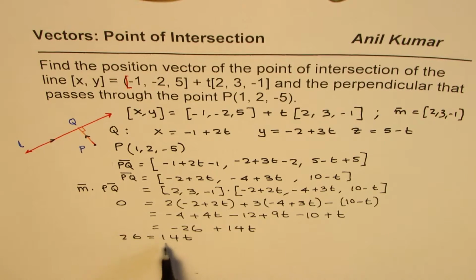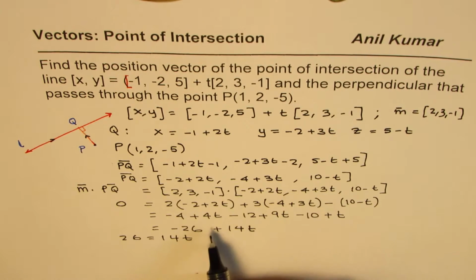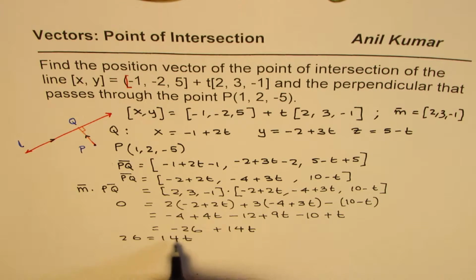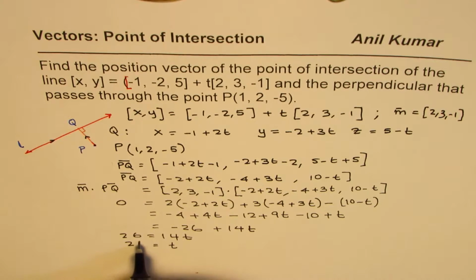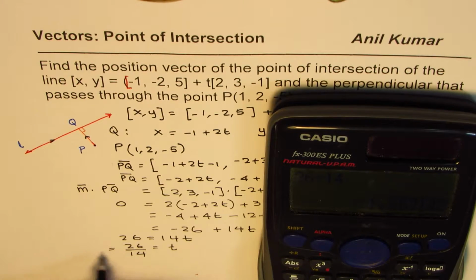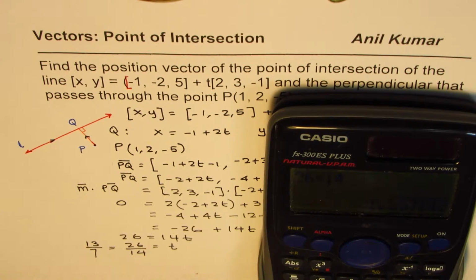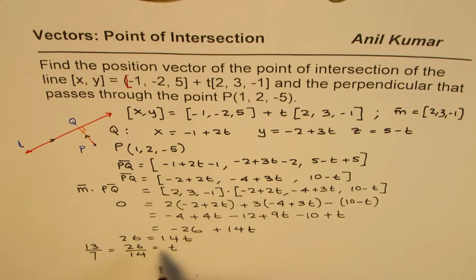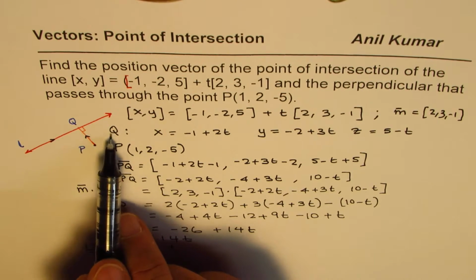There could be some calculation error here. I was expecting a whole number, which you could check actually. Anyway, we will find t as 26 over 14, which simplifies to 13 over 7. There could be some calculation error, you can check that. But anyway, we get a value of t, and that gives us the point Q.